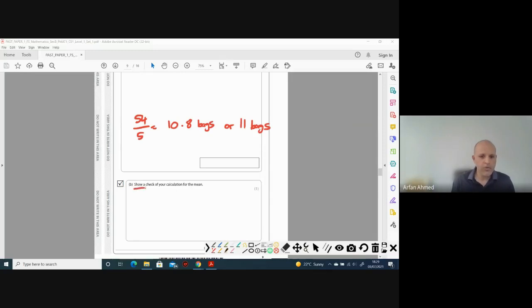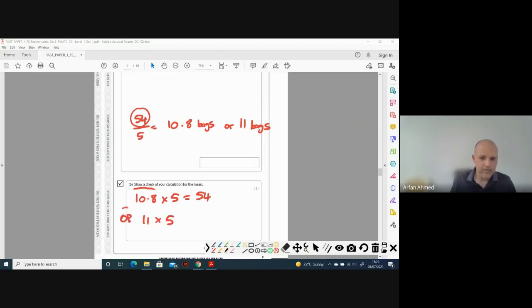So when it says show a check, we have to do the opposite of that. So we have to start with either this or this. Let's use the 10.8. The opposite of divide by 5 is multiply by 5. So if you times that by 5, you should get what it was originally, which is 54. Or if you used 11 as your answer, you can still do 11 times by 5.